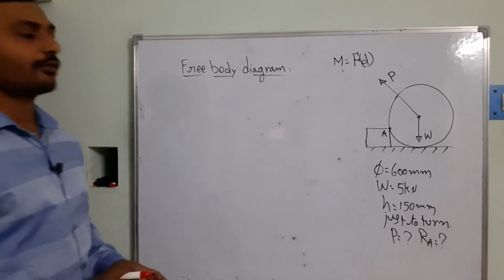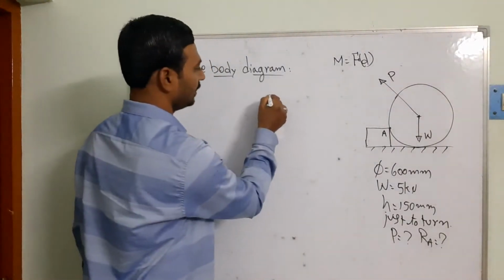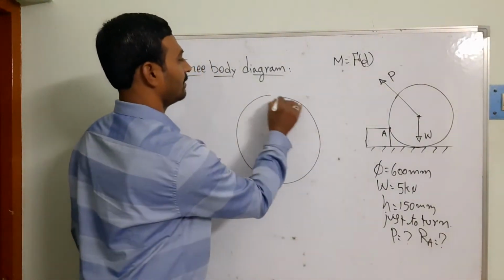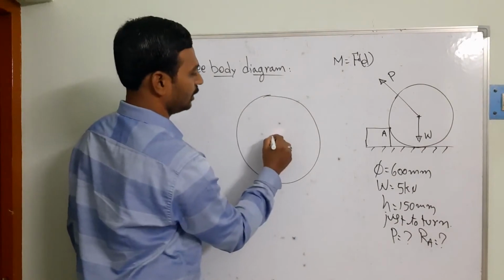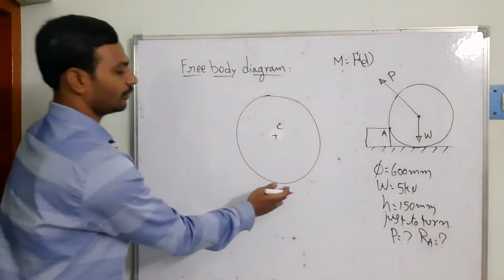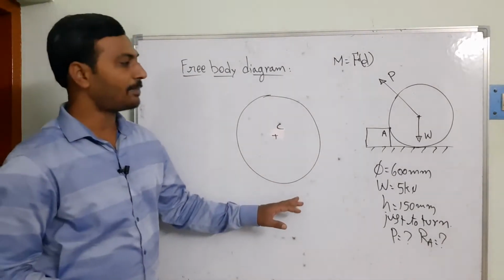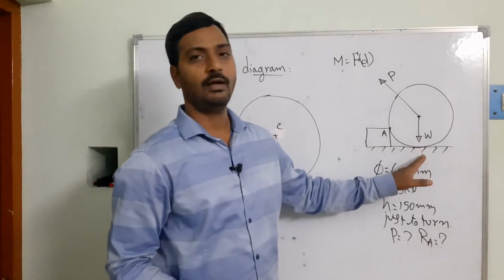Now we are trying to draw the free body diagram for the wheel. I am going to magnify the wheel so that we can give the dimensions very easily. This is the center of the wheel, and it rests on the horizontal plane. When I remove the horizontal plane, what happens? We have to show the reaction forces.